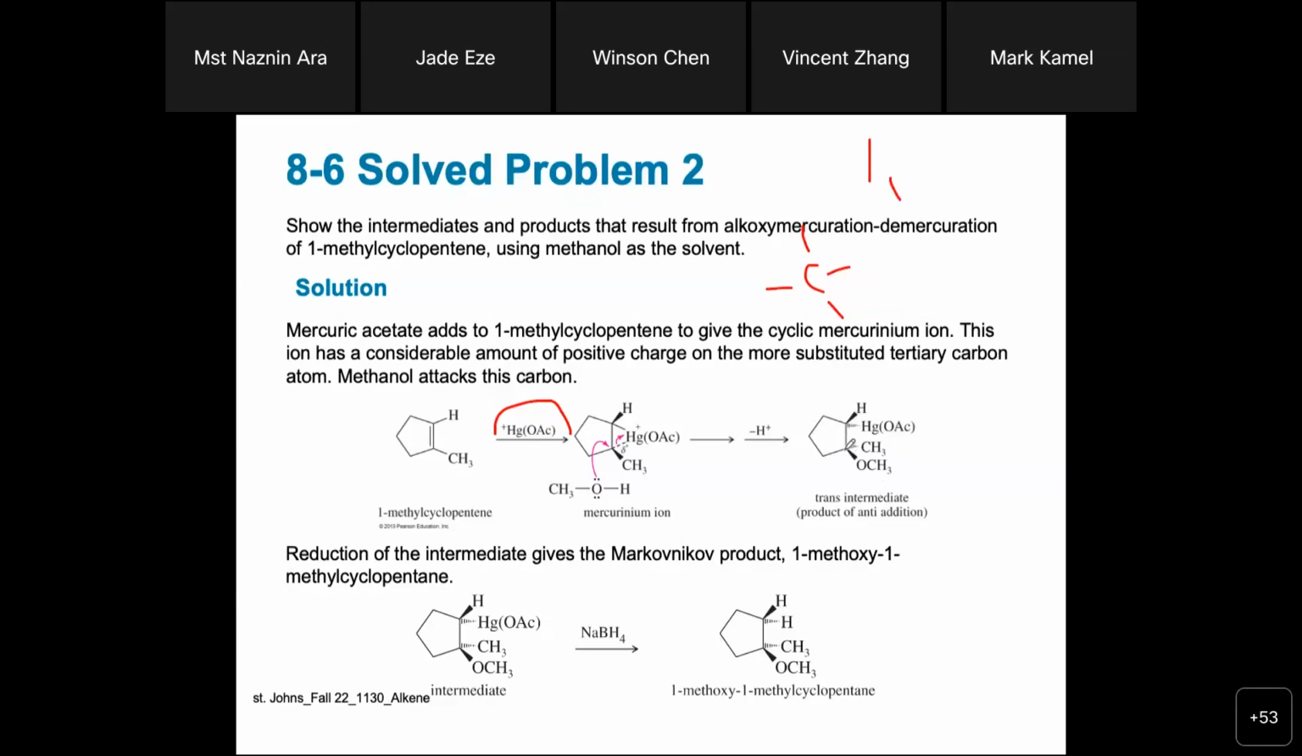Do you have any question? Okay. So you will see the dash always, okay? So here also the same, the mercurium ion is formed, and this is the trans intermediate, and the reduction of the intermediate gives the Markovnikov product. And finally, we will find the replacement of this by this addition. Hydrogen will add here. So practice here, okay? Practice here.